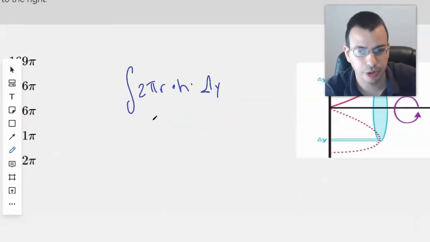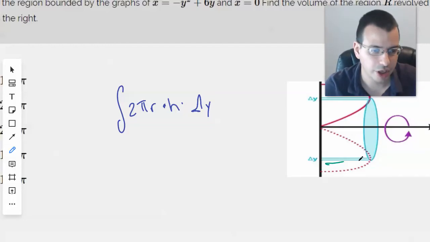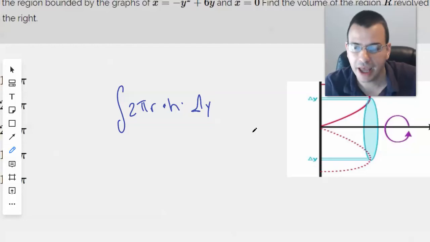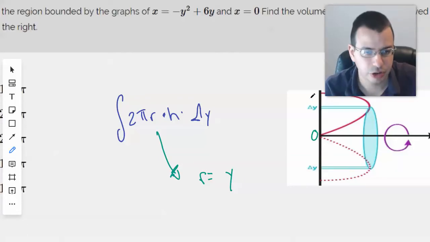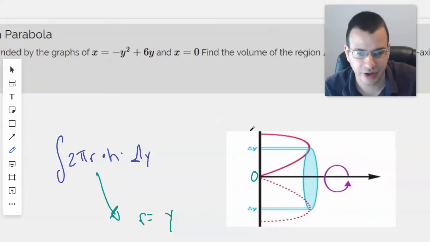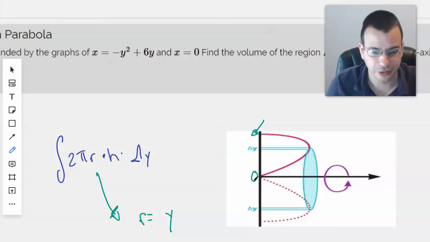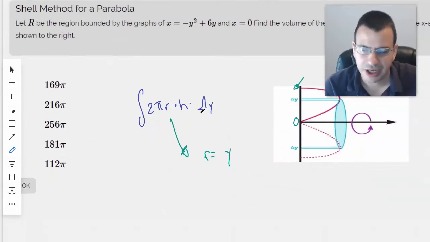So this is the formula you will pretty much always use: 2 pi r, which is this radius right here, or this circumference right there, times the height right here, times delta y. Now we need to find out what each of these correlate to. So r will just equal y. We will start at 0 and go to whatever this value is, right there. And since it's a circle, it'll go out in both directions, so we don't have to do from top to bottom. We'll do from middle to top, and we'll find out what that is in a bit.